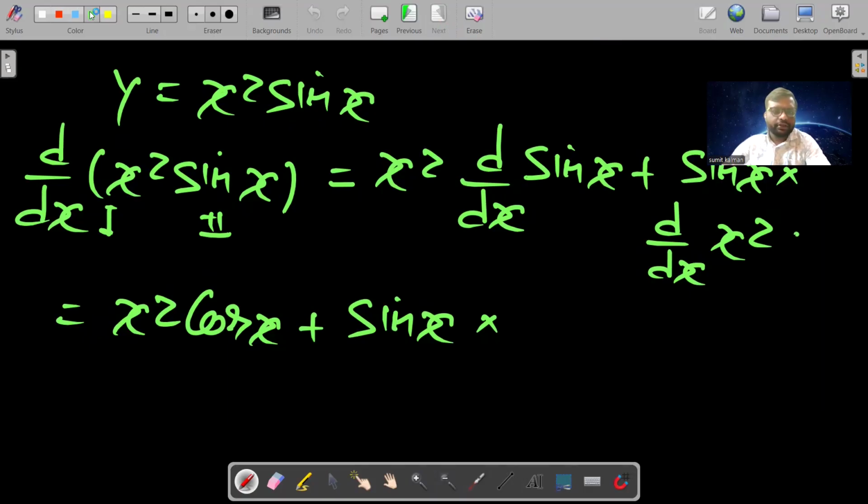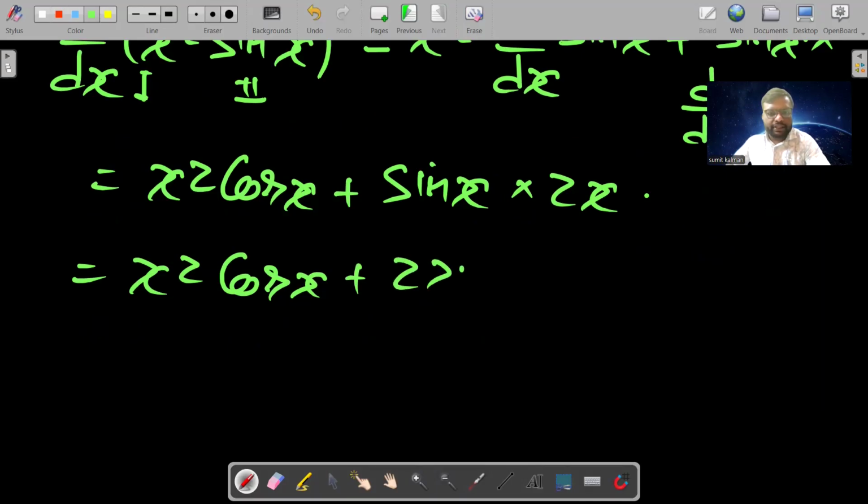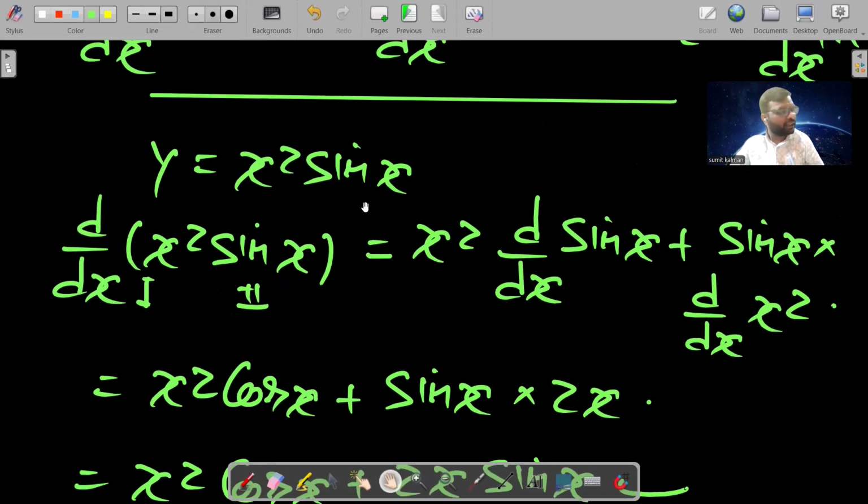So here sin x into 2x. If you write it in concise form, x square cos x plus 2x into sin x. So this is the differential coefficient of the product of two functions if y is equal to x square sin x.